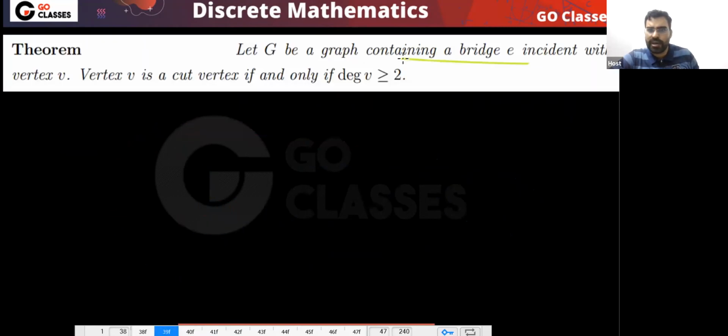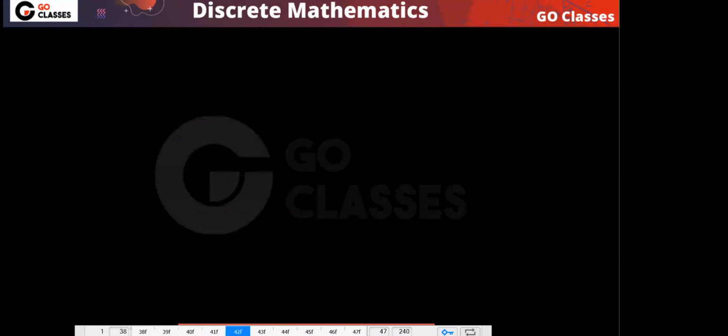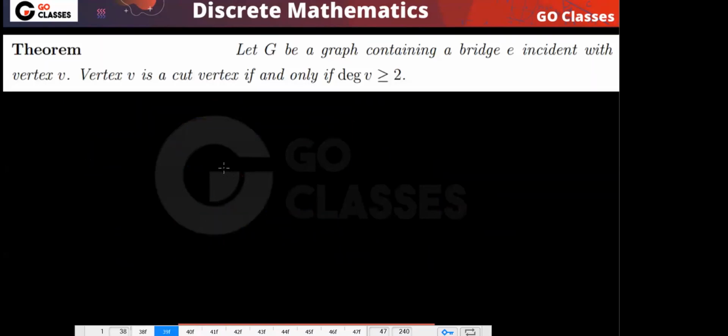So very simple. If you have a bridge, then these vertices will be cut vertices if and only if you have degree greater than or equal to 2. If your degree is greater than or equal to 2, then these will be the cut vertices. To how many people is this clear? Please let me know. Is this clear to everyone?